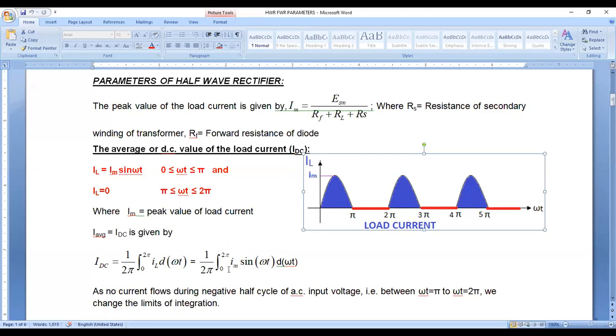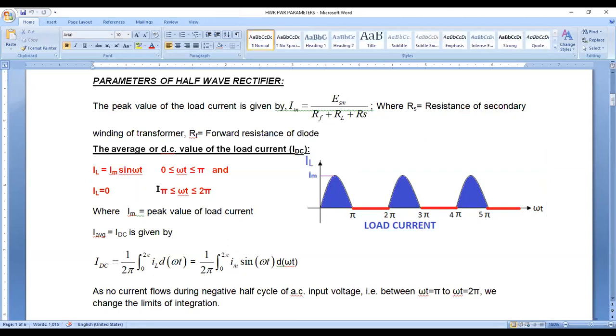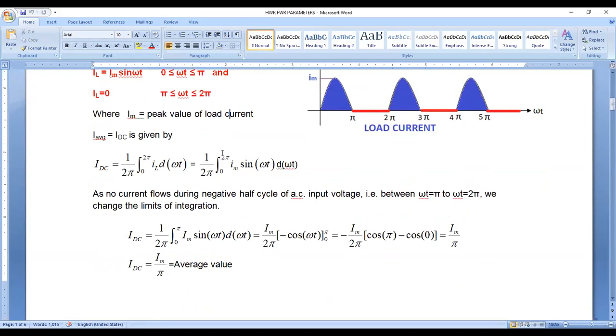Now split this 0 to 2 pi interval into two parts, because one is the positive half cycle and the other is 0. So split into 0 to pi as well as pi to 2 pi. Between 0 to pi, the waveform is IL equal to Im sin omega t. Between pi to 2 pi, it is 0. By using this, I am deriving the next part.